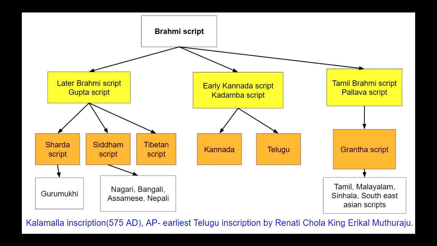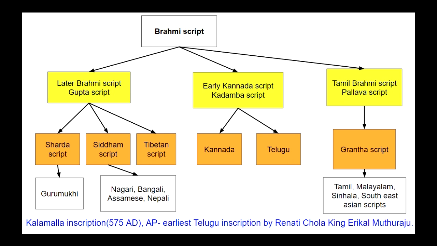Then from later Brahmi script, three different scripts emerged: Sarda script in Kashmir region, Siddham script in Bengal and other northern India region, and Tibetan script. Tibetan script also emerged from later Brahmi script or Brahmi script. So Brahmi script contributed not only to the development of Indian languages, but also to foreign scripts like Tibetan script, Sinhala script and Southeast Asian scripts.